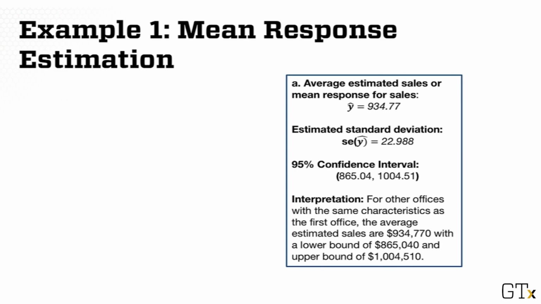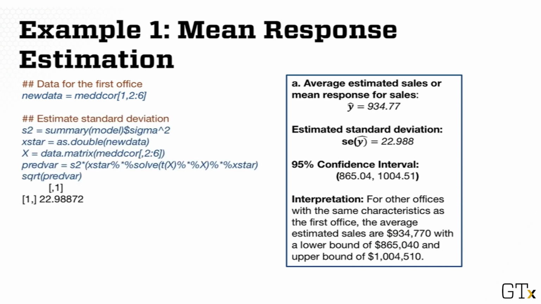In order to address the first set of questions, we'll need to first set up the data for the first office. So we extract the data for the first office, which is the first row in our data matrix, and we're interested in extracting the predicting variables 2 to 6. For estimating the standard deviation, I'll use the formula that I presented in the previous lesson. And for this formula, what we need is the estimated variance of the residuals, the sigma square hat, which we can extract from the summary of the model.